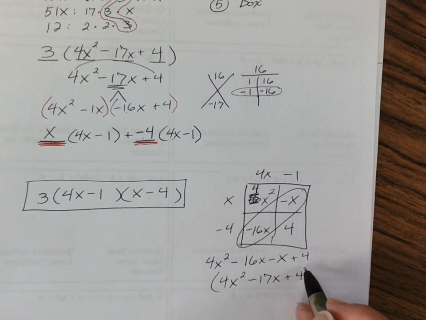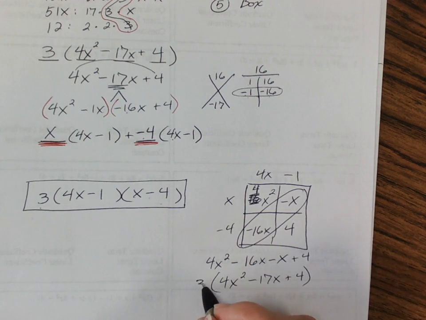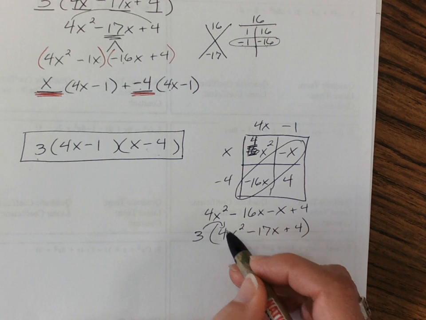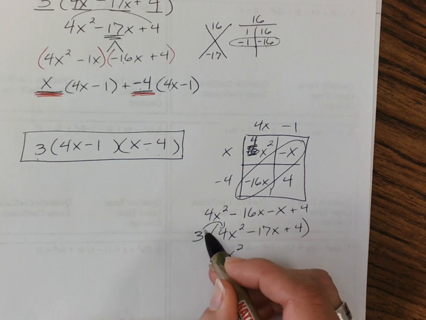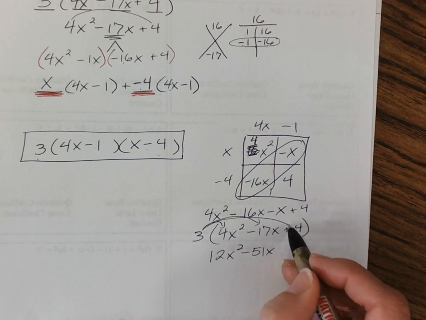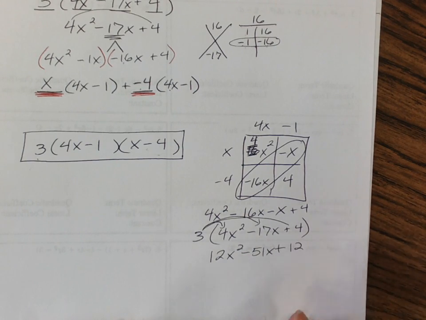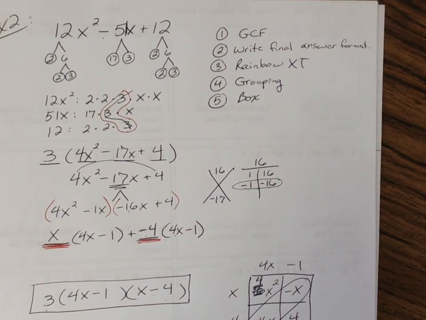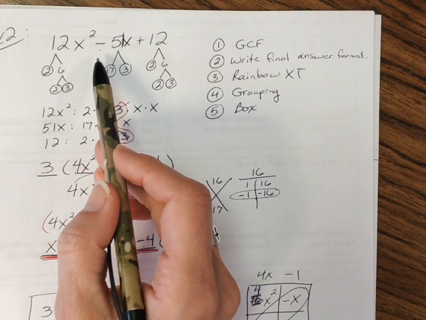And then I've got to multiply that times 3. So when I do that and I distribute, 3 times 4x squared is 12x squared. 3 times negative 17 is negative 51x. 3 times 4 is positive 12. And if you remember, that is what we started with way up at the beginning of the problem.